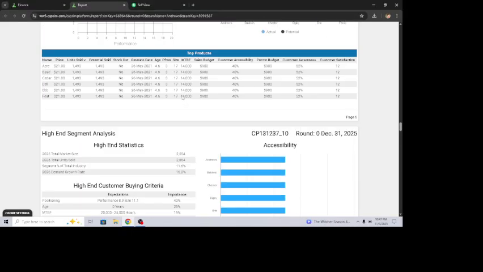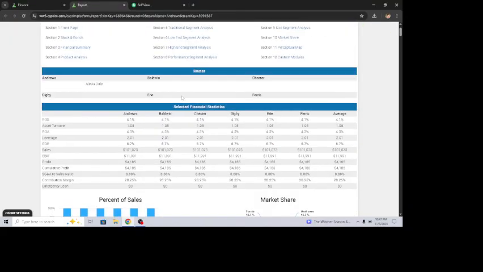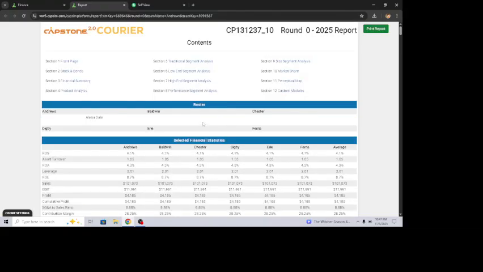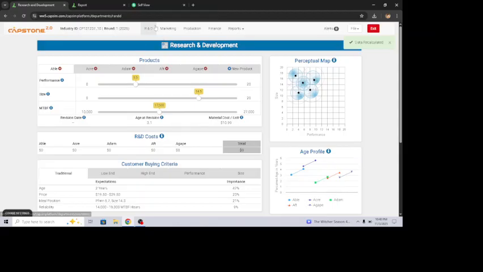So in this case, you realize that we have several companies. That's company Andrews, Baldwin, Chester, Digby, Erie, Ferris, and in this case we are company Andrews. And given it's round 1 of our competition rounds, we are all starting from the same position. You can see and compare it with our competitors, and then we'll go back to our decision making pages. So we'll start with the R&D.